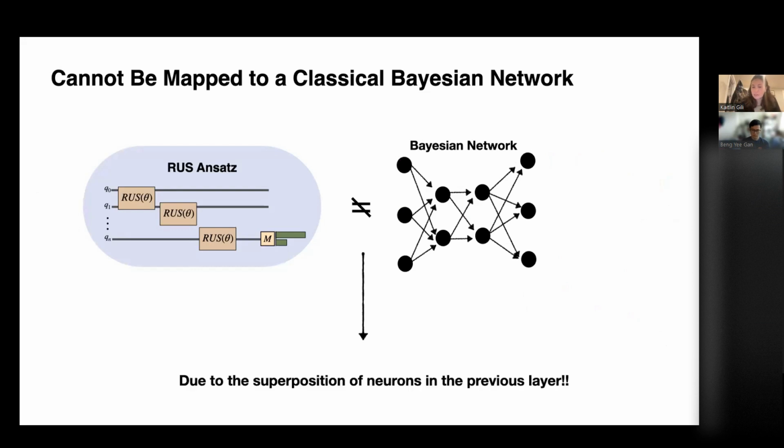But the most interesting thing about this is that the reason we cannot map it is due to the superposition of neurons in the previous layer. We show that if our input neurons are not in superposition, then this can be mapped to a Bayesian network. And I think what's so interesting is we're always looking for places where quantum can provide some kind of enhancement.